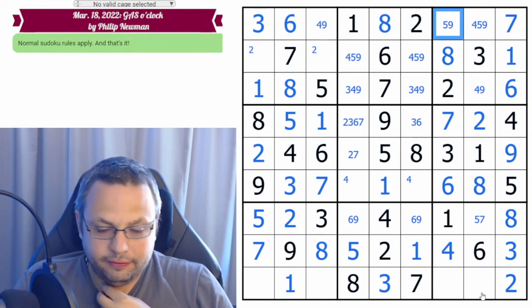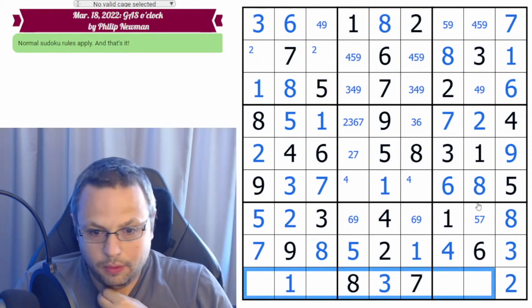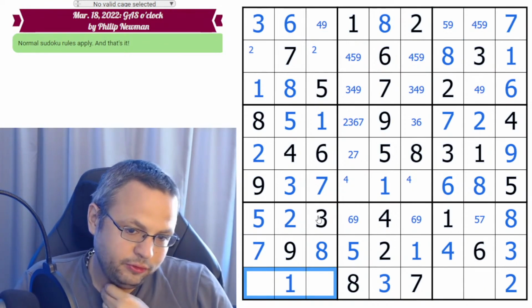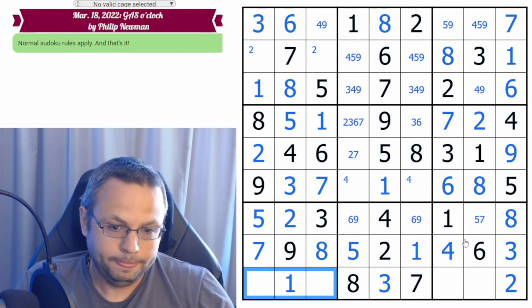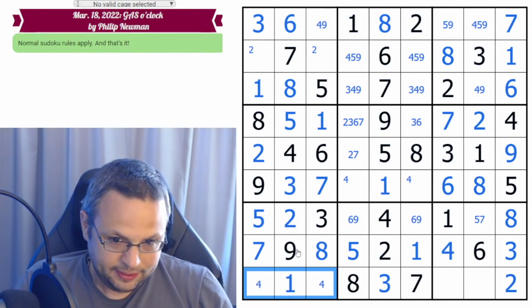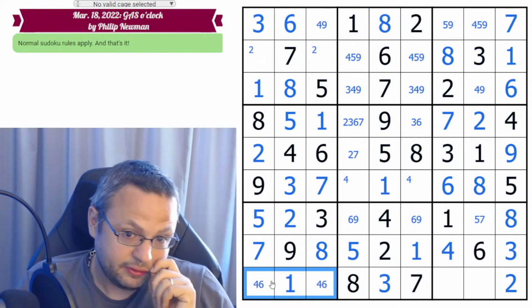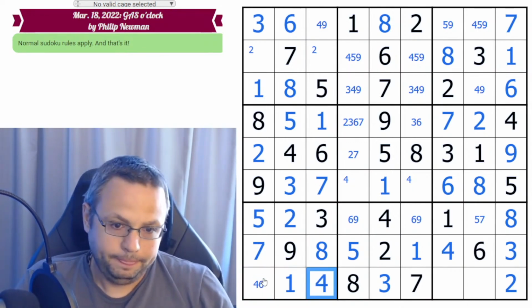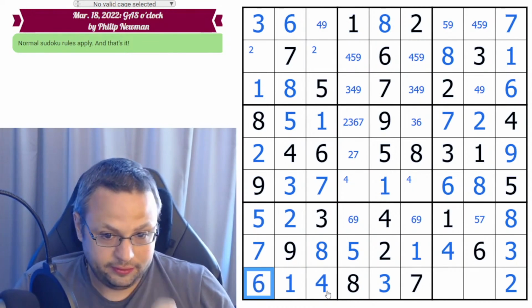Let's see. Let's fill in this row. Actually, sorry. Let's fill in these two cells first. What are these? We've got 1, 2, 3. We need a 4 to go in one of these cells. And we need a 5. No, we don't need a 5, sorry. We need a 6. And then we got the 7, 8, 9. So these are a 4 and a 6. And I know the order because of this 6. So that's a 4 and that's a 6.